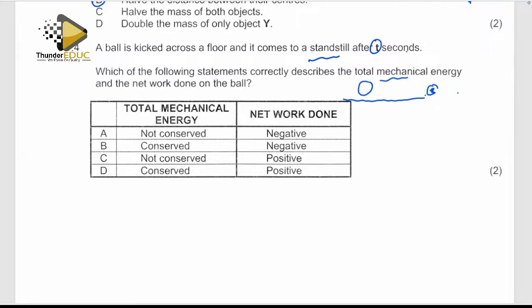But now, when the ball is rolling, we know that the combination of kinetic energy and the potential energy is going to be bigger than the potential energy only at the end when it is at rest. So in that case, the fact that there's a difference between the energies, or the mechanical energy, you're gonna choose not conserved. Then the net work done: the only force acting on this ball to bring it to rest is just the frictional force. And friction always works in the opposite direction. So I'm gonna go for negative, which is option A.